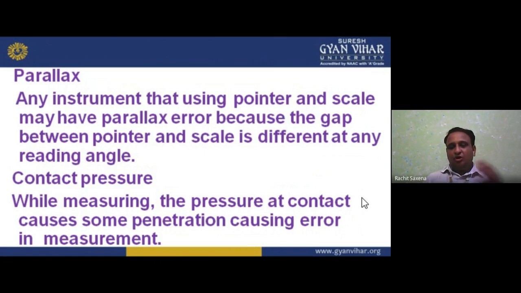Any instrument that uses a pointer and scale may have parallax error, because the gap between the pointer and the scale is different at any reading angle we have.